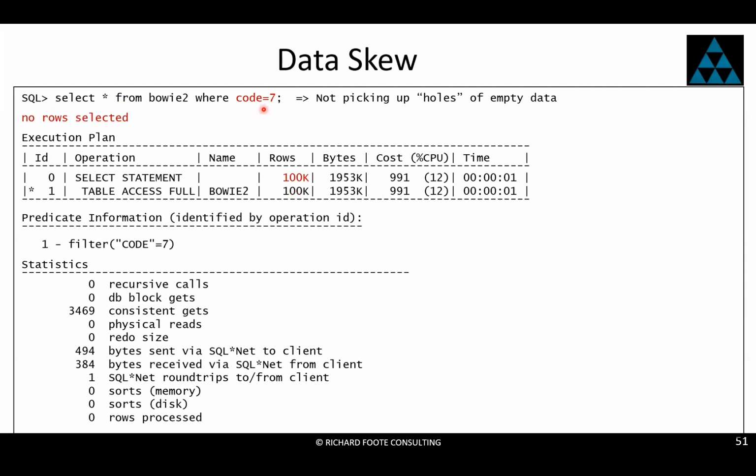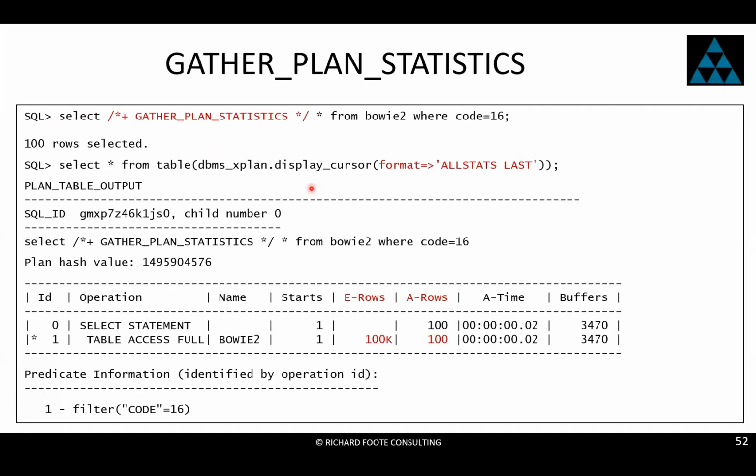Now, here I've got a hole in my data. I've only got 2, 4, 6, 8. So there is actually no value 7. And 7 is within my range. So again, it's getting things hopelessly wrong. It thinks it's getting 100,000 rows because 7 is within my minimum and my maximum range. There's nothing for it to think, why wouldn't there be 7s? The stats would suggest you're going to get 100,000 rows.